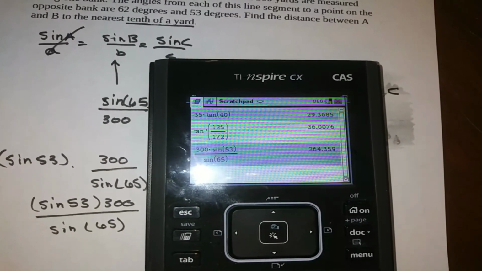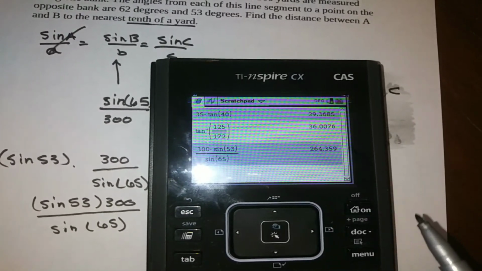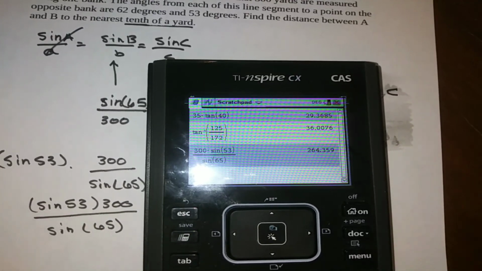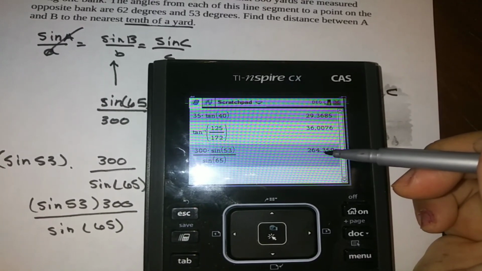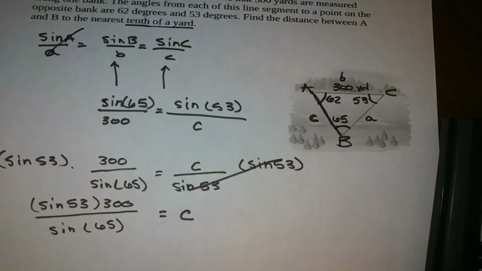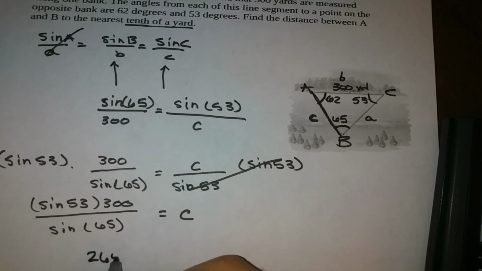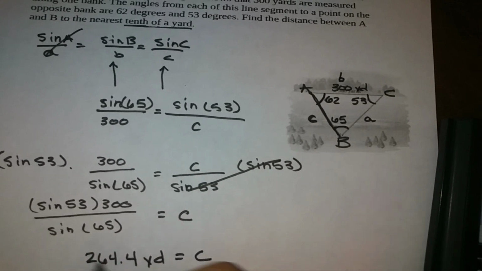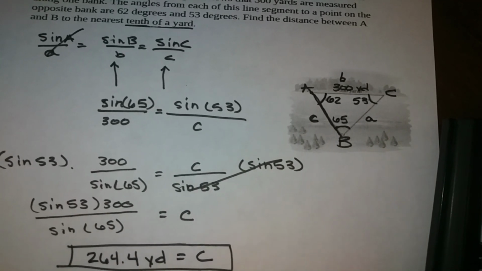And it's going to give me 264.359. We want it to the nearest tenth of a yard. So I'm going to round my 3, which will give me 4. So my answer is 264.4 yards. And that is the distance between A and B.